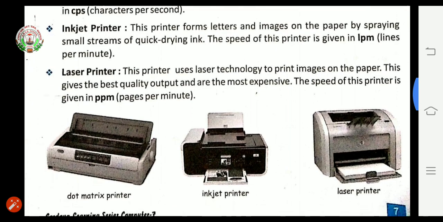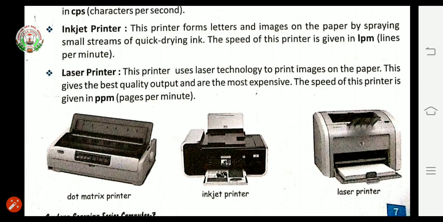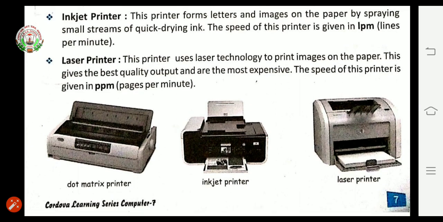We calculate the speed of the printer on the basis of how many lines it prints per minute. Third, we have the laser printer. This printer uses laser technology to print images on the paper. It does not have pins that strike the ribbon, nor any kind of ink. The previous printer had quick drying ink. This printer has laser technology, which means an intense narrow beam of light that passes over the paper, and the images are printed on the paper.